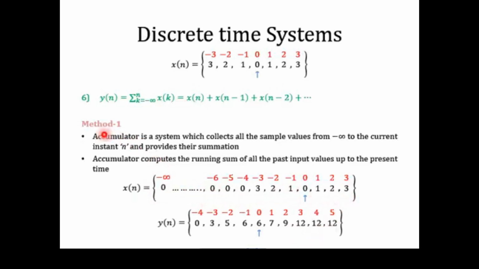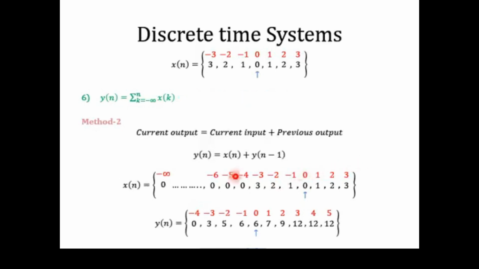So this was the first approach or the first method for calculating the output of an accumulator. There is another possible way to calculate the output of an accumulator which is more efficient than this one. So let's see how we can do it. In this method we can calculate the output of an accumulator by just adding two values, which are the current input sample value and the previous output sample value.